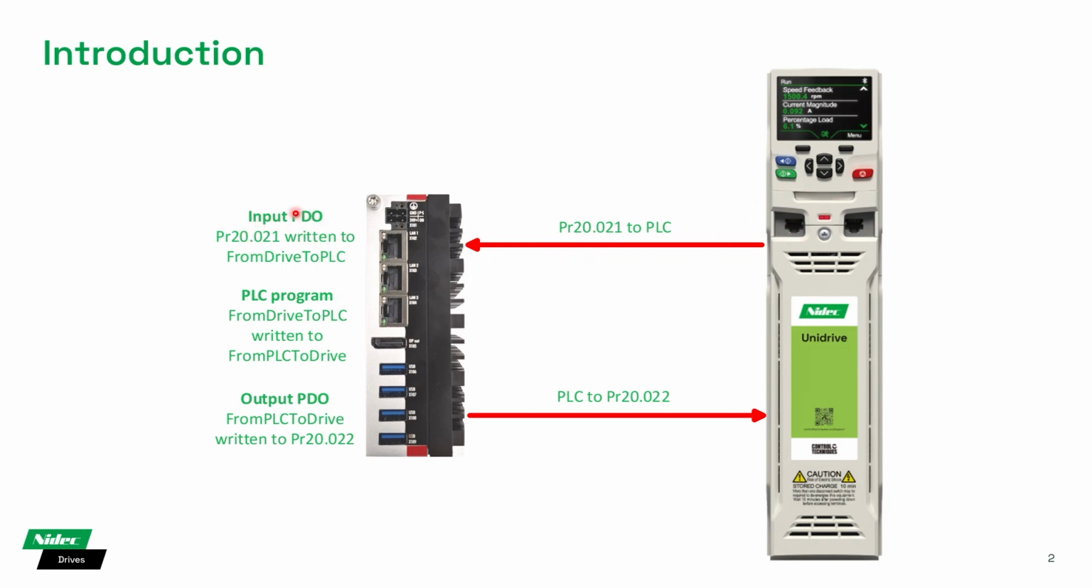That value is going to be read by an input PDO. The value is then going to be passed to a program variable called from drive to PLC. The program itself is then going to pass that value to an outgoing mapped program variable called from PLC to drive, and then the output PDO will write the data from this variable all the way back into drive parameter 2022, with the end result that any value put into 2021 will be immediately seen in 2022.